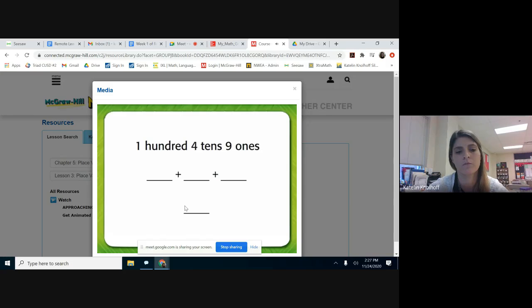What do we write in the first blank? 100. How do we write 4 tens? 40. How do we write 9 ones? We write 9. How do we write the number? 1, 4, 9 is correct. What is the sum of these numbers? 149.